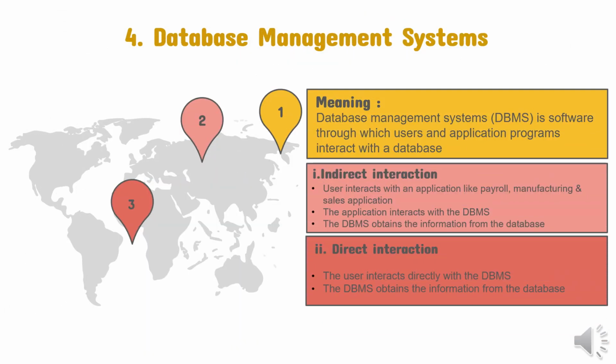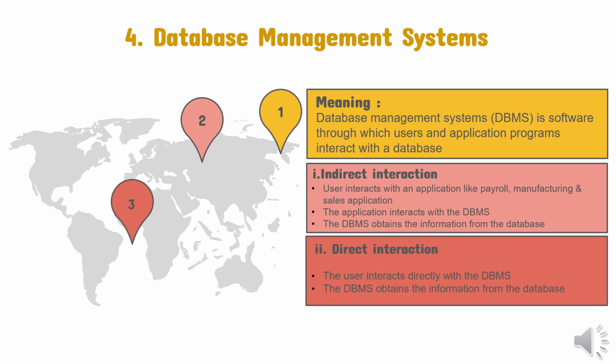Next is about database management systems, or DBMS for short, which is software through which users and application programs interact with a database. Database management systems are provided in two ways. The first one is indirect interaction. The user interacts with an application like a payroll application, manufacturing application, or sales application. The application interacts with the DBMS. The DBMS obtains the information from the database.